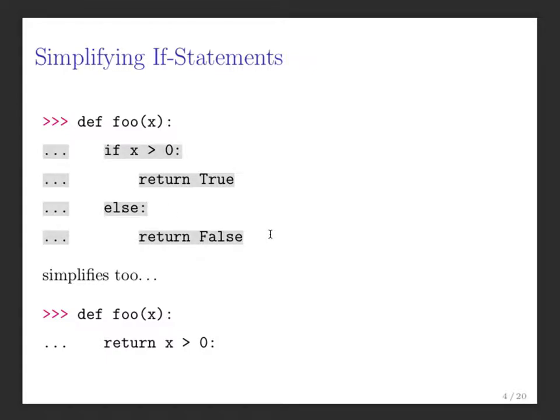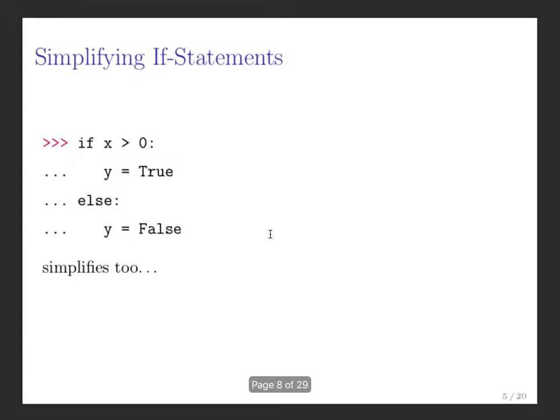I've already seen something like this floating around. If x is greater than 0, then set y equal to true, else set y equal to false. That's a little variation on the slide before. How can I simplify this?